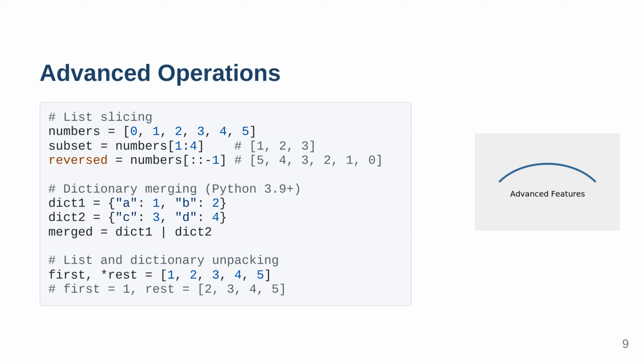These advanced operations provide powerful tools for data manipulation. Slicing works with both lists and tuples, allowing us to extract portions of sequences. Dictionary merging with the pipe operator, Python 3.9+, provides a clean way to combine dictionaries. Unpacking with asterisk is particularly useful when working with arbitrary length sequences. These features make Python's data structures even more versatile.